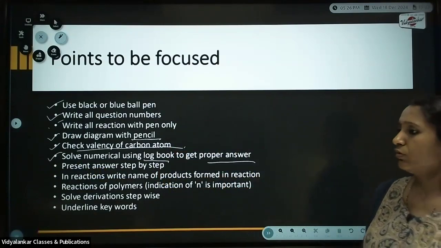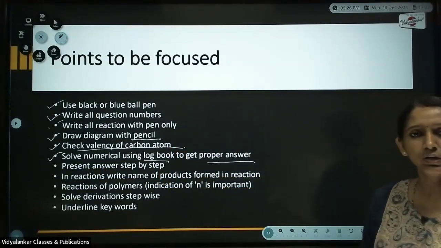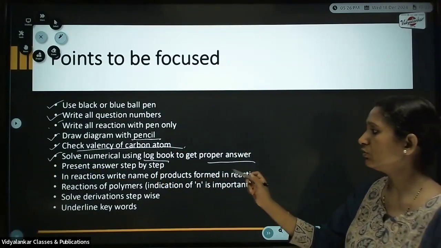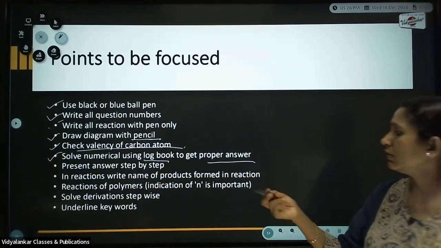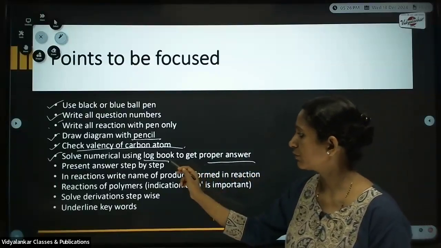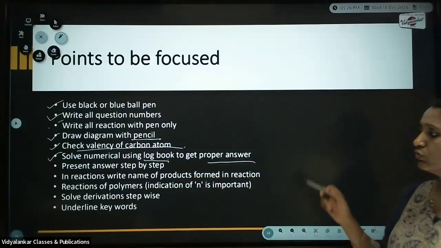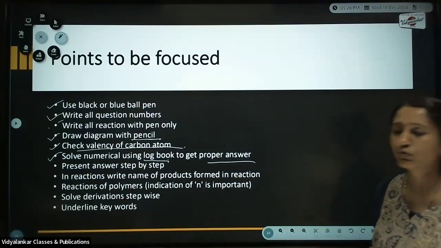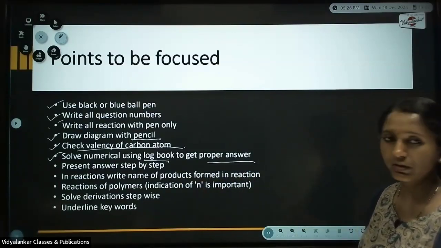When you go with the direct method, generally the values, whatever answer you get, are not proper or not as expected. So you will get the expected answer only with the use of what? Logbook. So please use the logbook to solve the numericals.